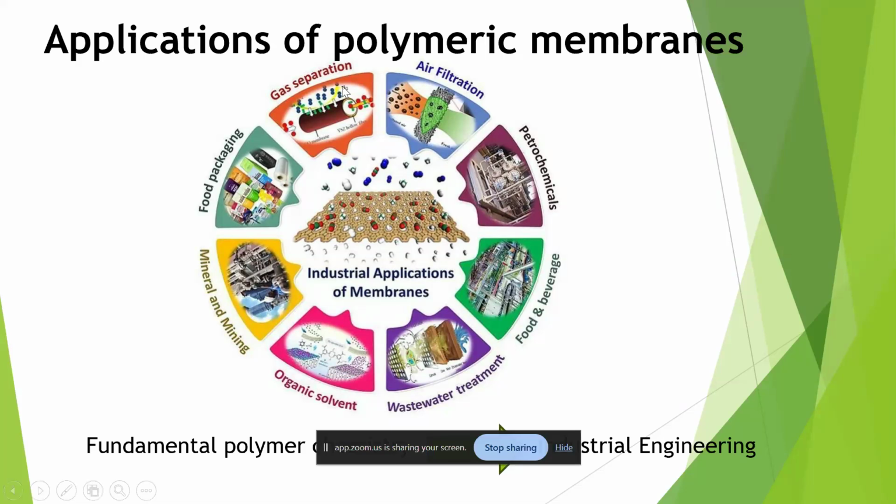Even though gas separation and water purification are the major things, polymeric membranes are used in other applications like food packaging, where the moisture and the passage of microbes intruding into the food materials, the prevention can be done. Lot many works are being conducted, especially using different materials which are sustainable, like nanocellulose, and mineral and mining, and food and beverage, as I mentioned, packaging, and petrochemicals, air filtration, like that.